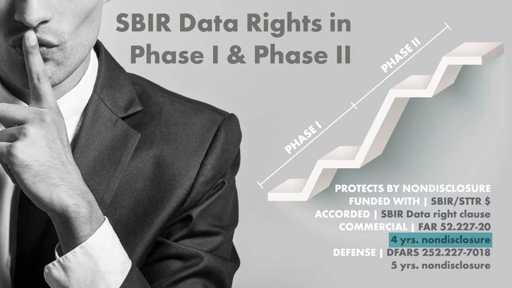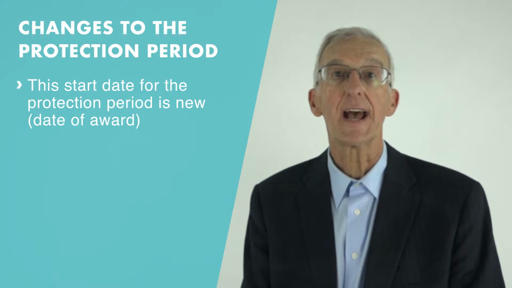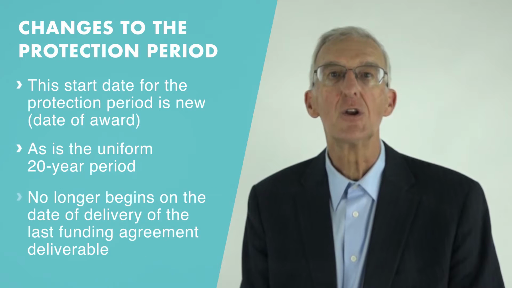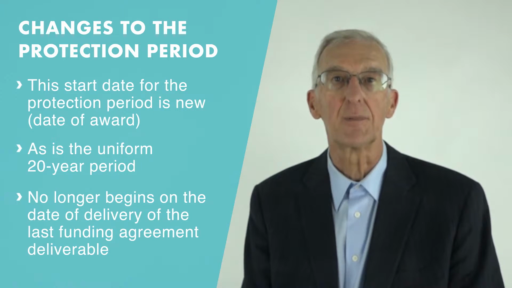In its May 2nd, 2019 SBIR STTR policy directive, SBA changed the data rights protection period for both SBIR and STTR funding agreements to a uniform 20-year period that begins on the date of award. This start date for the protection period is new, as is the 20-year period. The protection period no longer begins on the date of delivery of the last funding agreement deliverable.